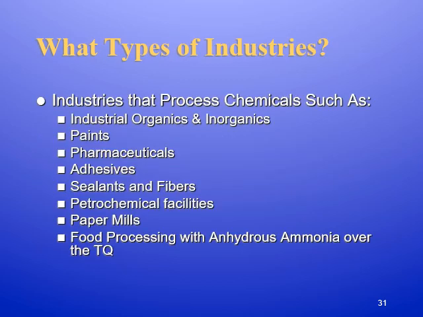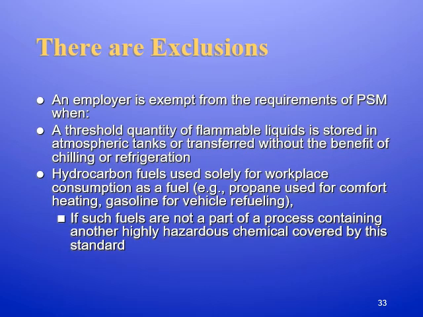So what type of industries do we need to talk about? These are anything that contain highly hazardous chemicals: industrial organics and inorganics, paints, pharmaceuticals, adhesives, sealants, fibers, petrochemicals and facilities, paper mills, food processing. I did two PSM plans, one for a food processor because they're using anhydrous ammonia in the refrigeration plant.